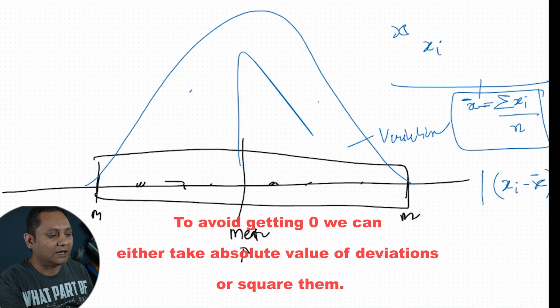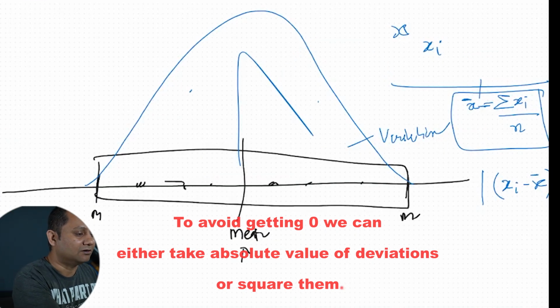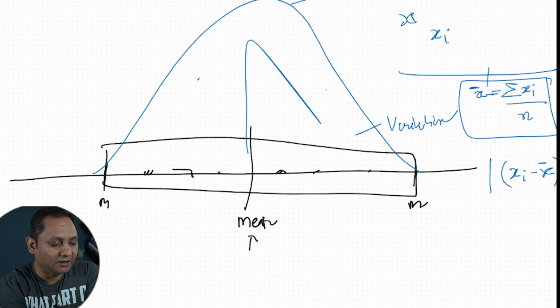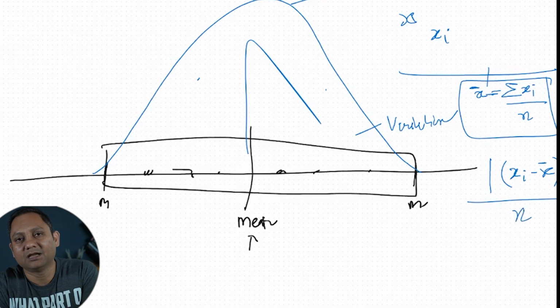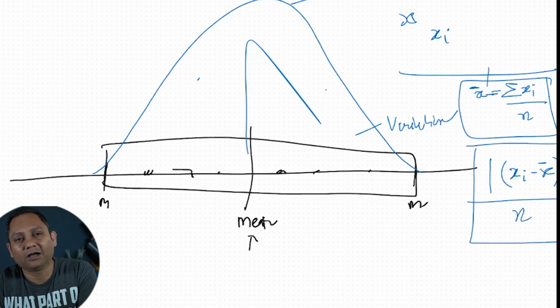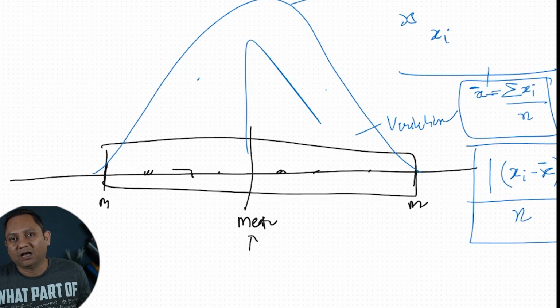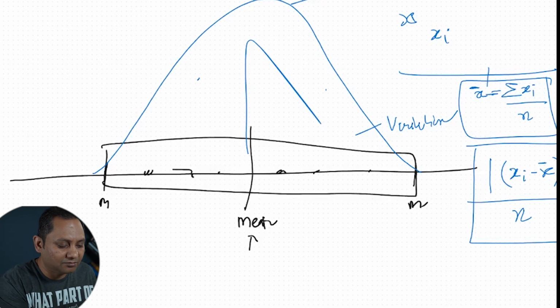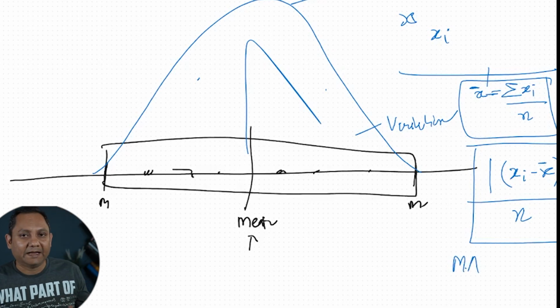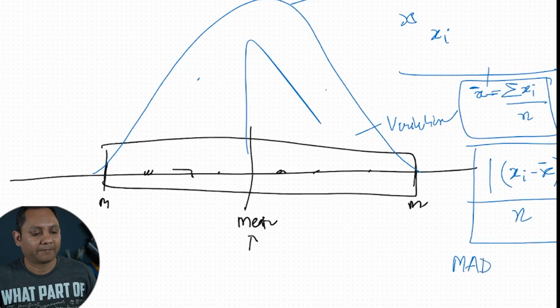Because we are learning about variation, our topic is variation. If I get all the variation and I divide this by n, this will give me a good understanding of plus minus how far each point is from the mean, and this is called MAD, or mean absolute deviation.